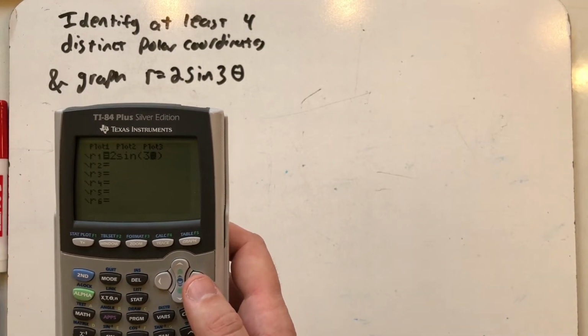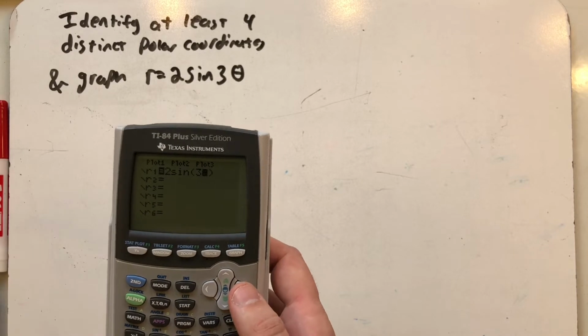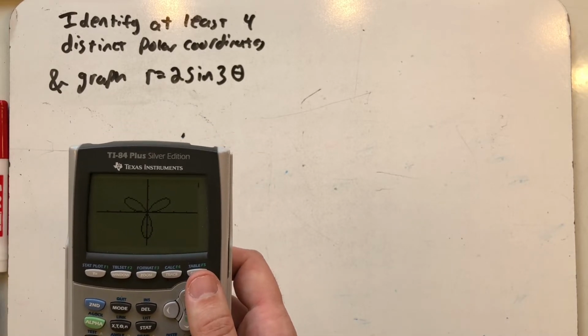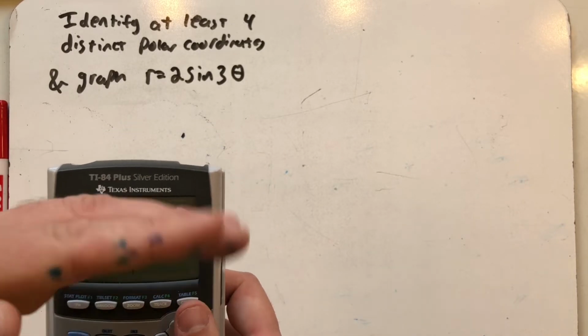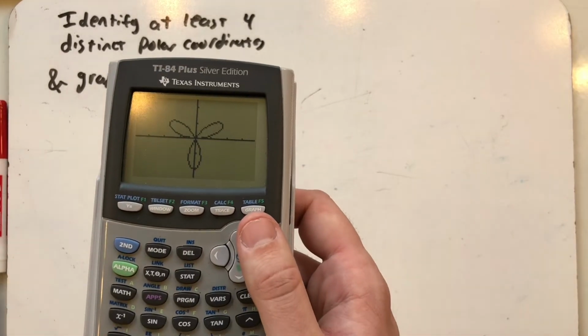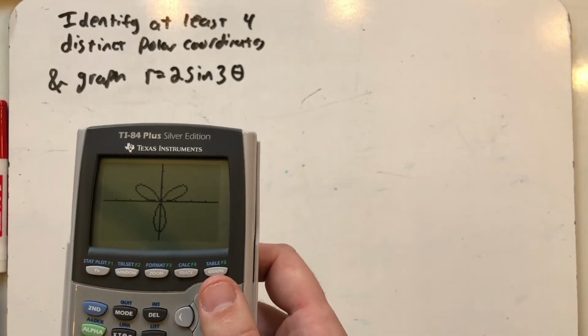My calculator is in the radian and polar mode here, 2 sine of 3 theta. And I see my 3 petals. They are all 2 pi thirds rotations from each other. And I think I'm ready to graph this.